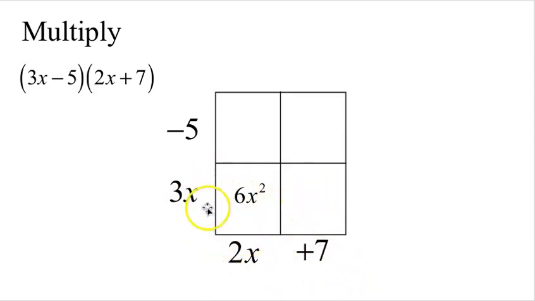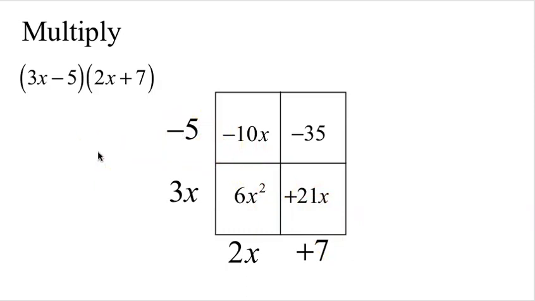In this slot, I have 7 times 3x, which would be 21x, and I put a plus sign there just for emphasis. Here we have 2x times negative 5. 2x times negative 5 is negative 10x. And finally, 7 times negative 5 is negative 35.